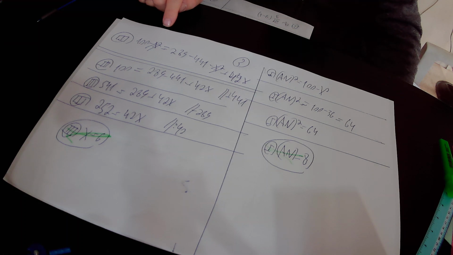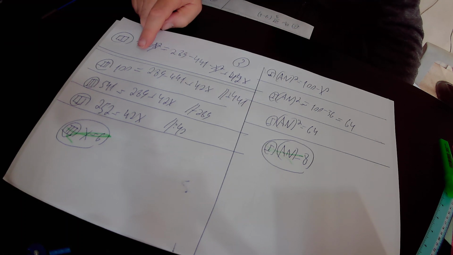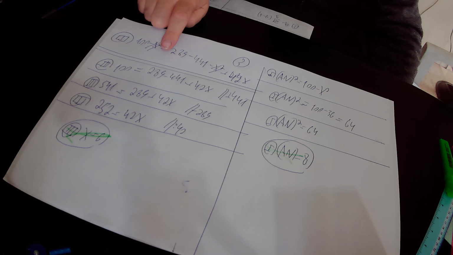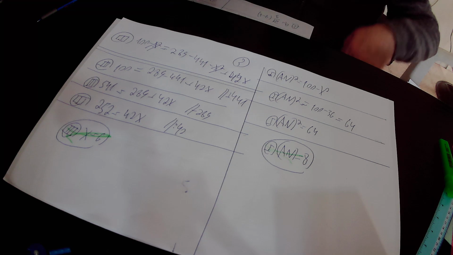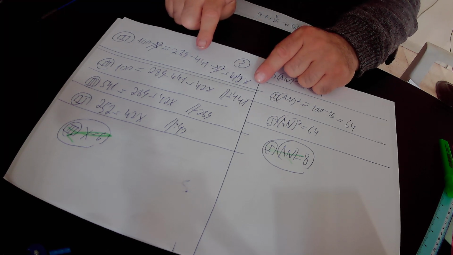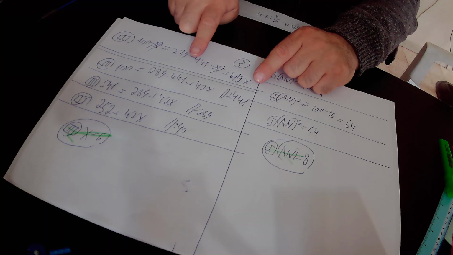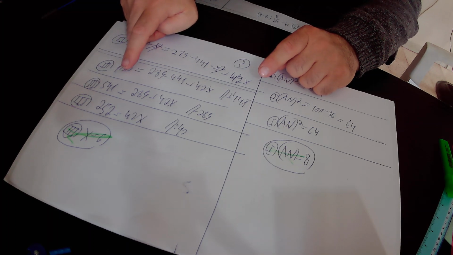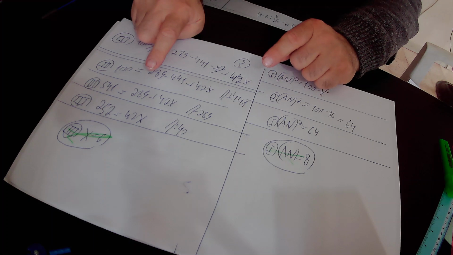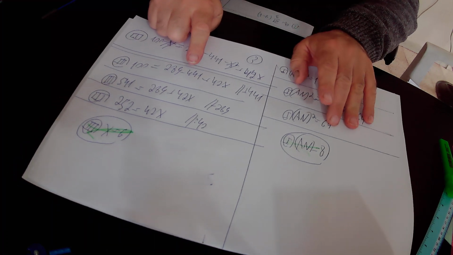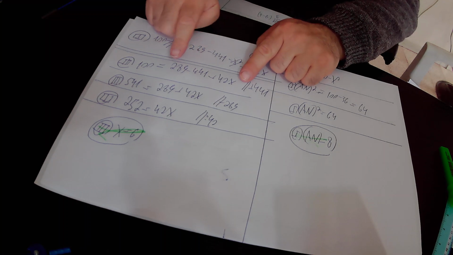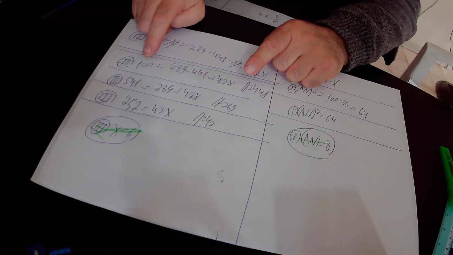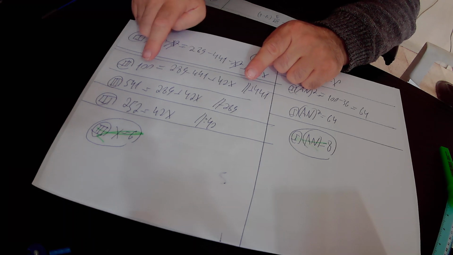After we cancel minus x squared, on this side of the equation we are left only with 100, and on the other side of the equation we are left with 289 minus 441 plus 42x. So here we added 441 to this equation, equation 3, and we found out that 100 plus 441 is 541, and on the other side of the equation we have 289 plus 42x. Here we subtracted 289 from this equation, equation 3, and found out that 541 minus 289 equals 252.